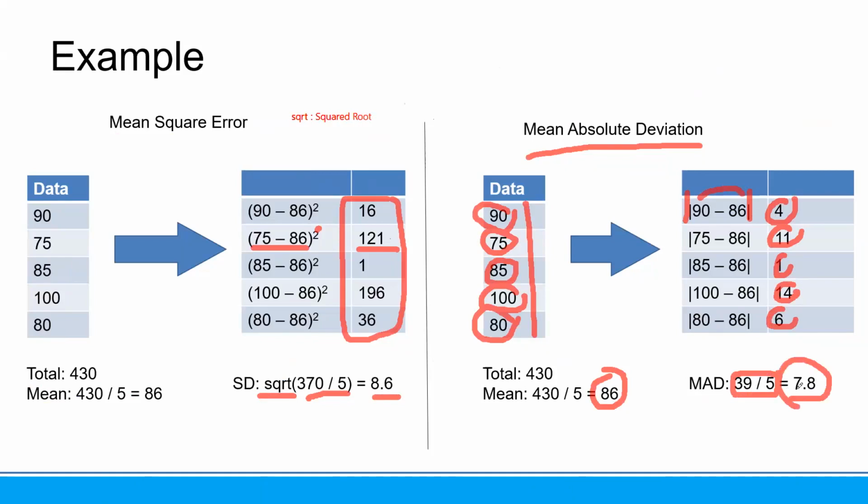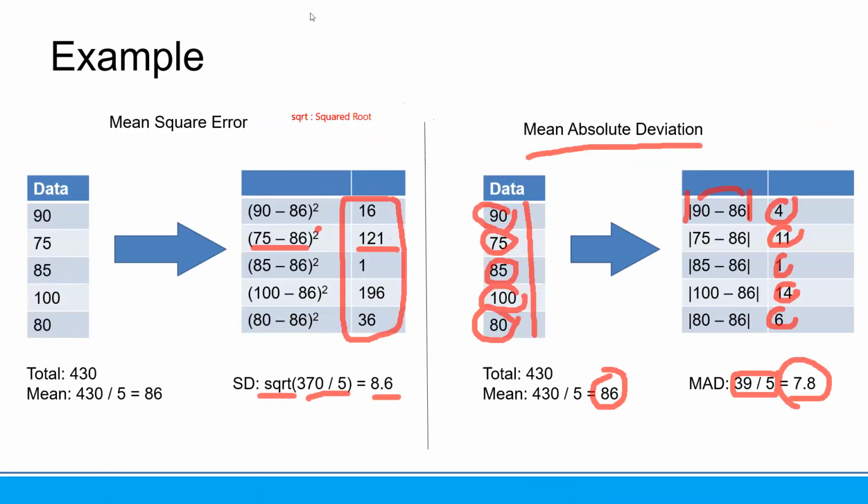Why do people say this is more robust? Because this usually, not always, usually is less than the standard deviation. So people say that this error rate has a lower or smaller range than the square.